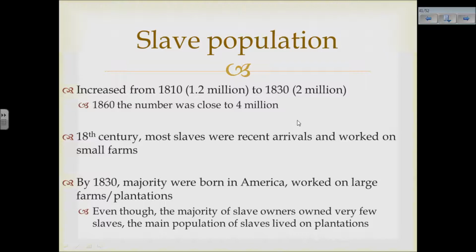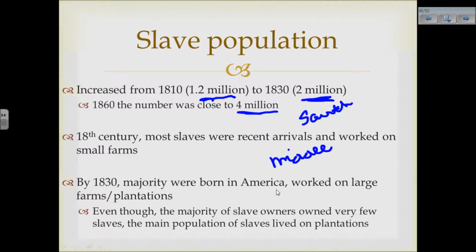Slave populations dramatically increase as the country develops and it gets closer to the Civil War. In 1810, the United States as a whole had 1.2 million. In 1830, you're talking about 2 million, so the number has increased 0.8 million in 20 years, or roughly 800,000. And then by the time you get up to 1860, you're up to 4 million, so it actually doubled in 30 years. And these numbers are located primarily in the South. However, these estimates are national estimates. In the 18th century, most slaves were recent arrivals, so throughout the 1700s you had slave trades coming through on the Middle Passage.